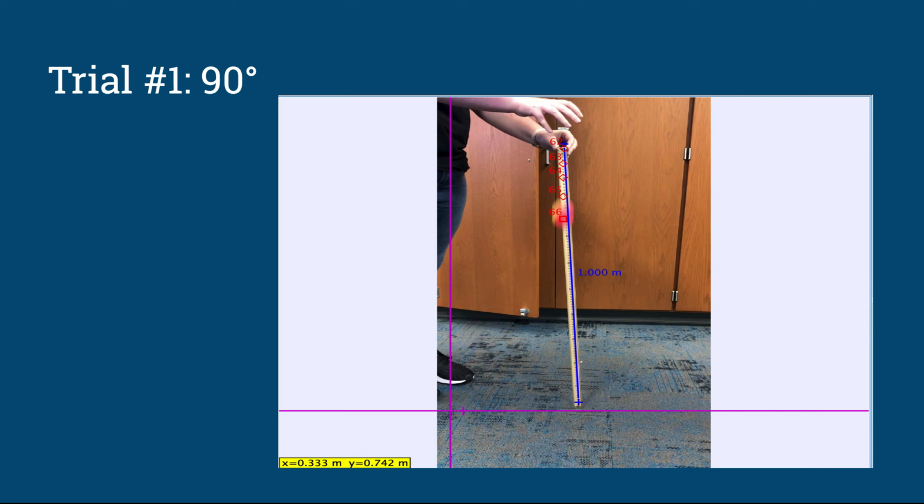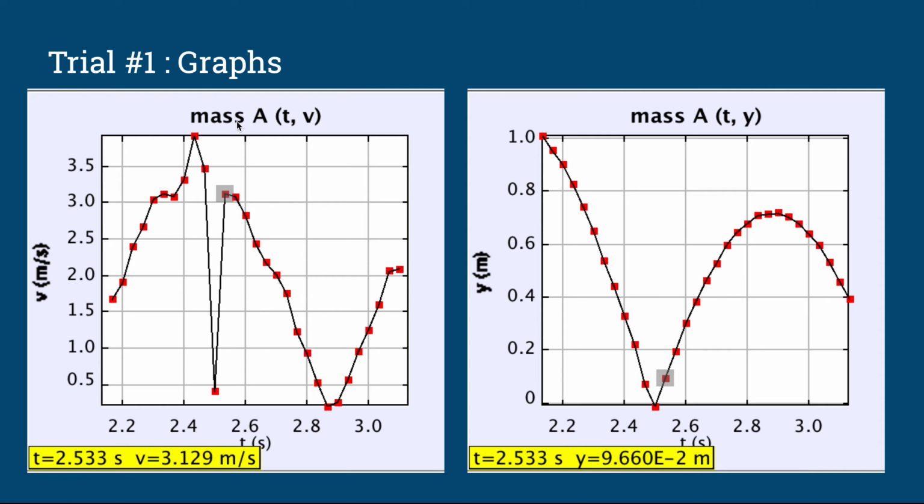For our first trial, we just dropped it regularly at 90 degrees, and here is a screenshot of our tracker screen for this trial. As you can see, we just have the meter stick and then it calibrated, and then our points for the mass, which is our bouncy ball. And for our graphs, we focused on velocity, and that was it for our experiment, but we put position in just to give an example of the motion of the ball.